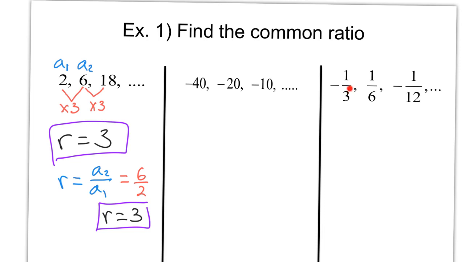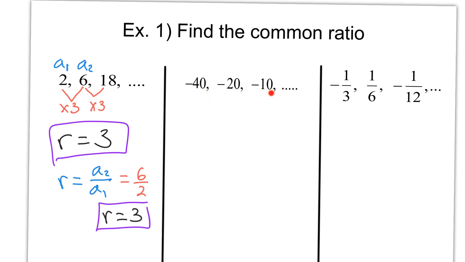Look at this one here. Over here, we have a negative fraction, then a positive fraction, then a negative fraction, and the next one will be positive. So there's a pattern. Negative, positive, negative, positive. That means your common ratio is going to be negative when the signs interchange. So let's look at the one in the middle here. I know my common ratio has to be positive because they have the same sign.